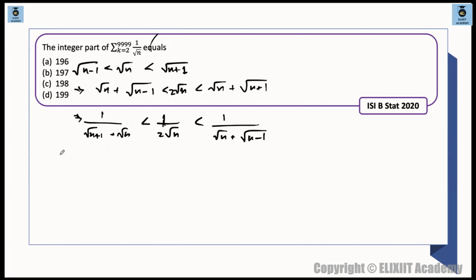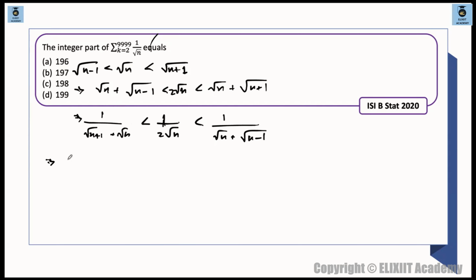Next, I rationalize this thing so that we can get some sort of difference format. I hope you're getting what I'm trying to do here, because I'm trying to generate some sort of difference. We will be rationalizing this because we need to generate a difference, just to bring it into the telescoping series format. So we have 1 by square root of n plus 1 plus square root of n, and I simply rationalize this thing.